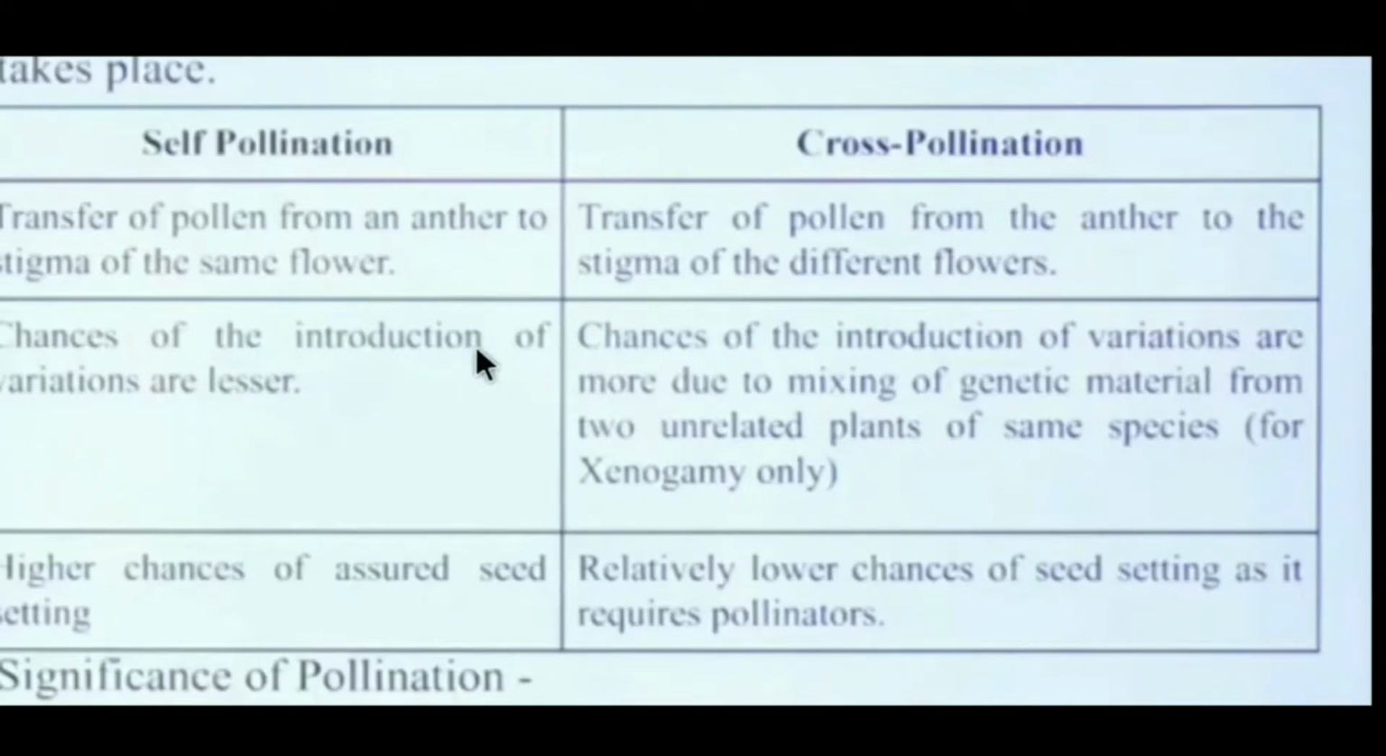Chances of introduction of variations are lesser. Chances of introduction of variations are more due to mixing of genetic material from two unrelated plants of the same species, for xenogamy only. Third one is higher chances of assured seed setting, and relatively lower chances of seed setting as it requires pollinators.